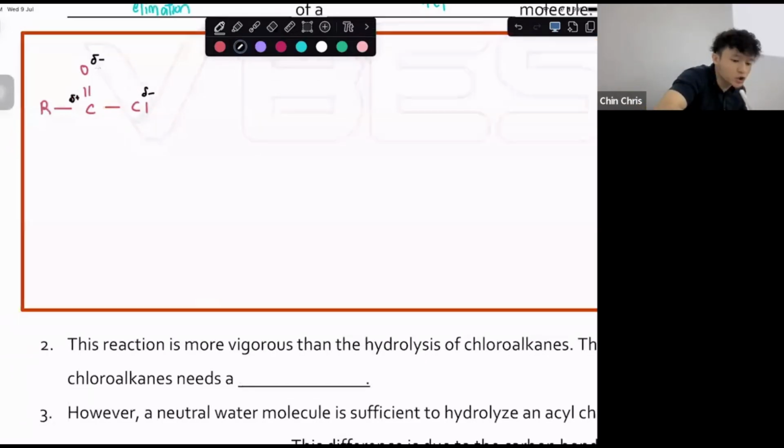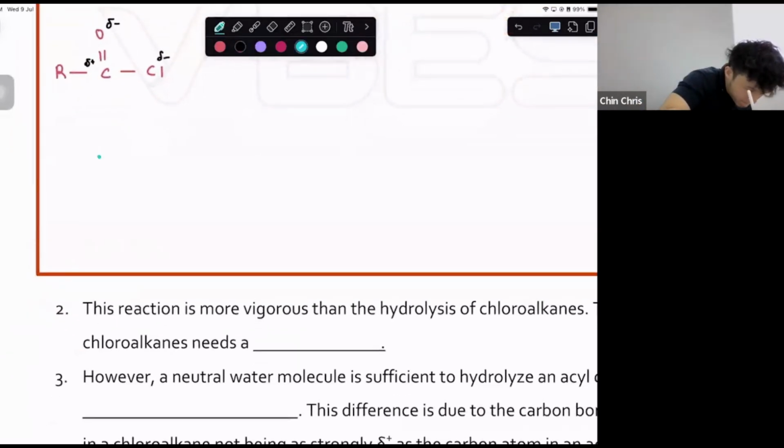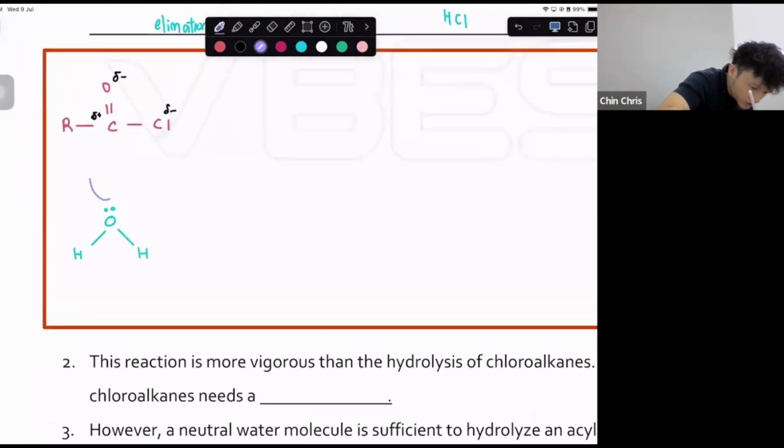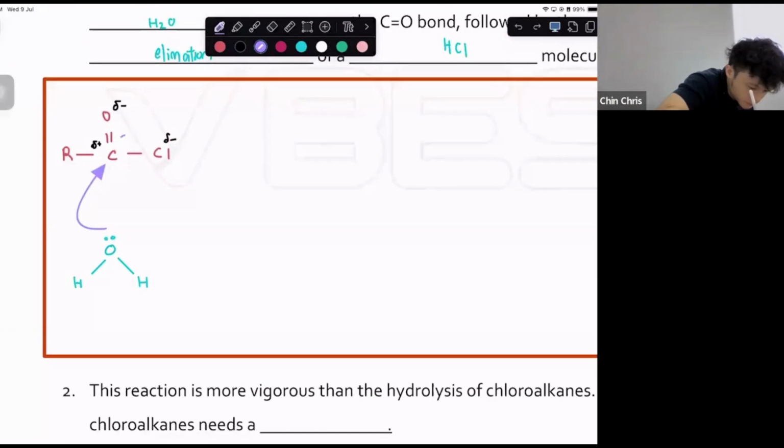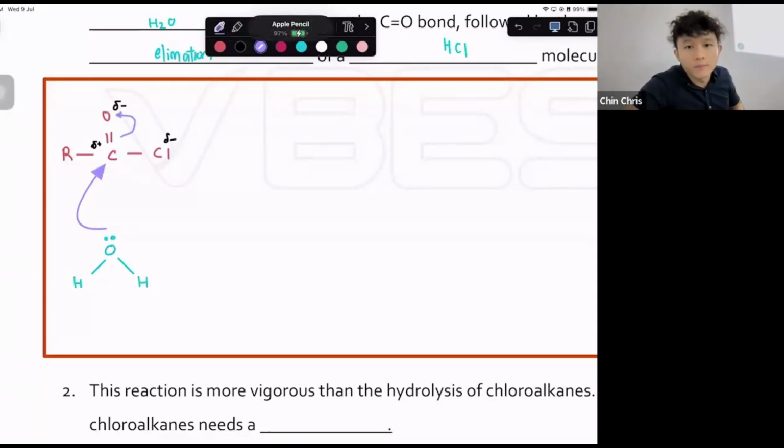Let's say I put an H2O here, guys. The lone pair of your H2O will attack the delta positive carbon. Then the double bond will break, so the electrons will go into the oxygen.